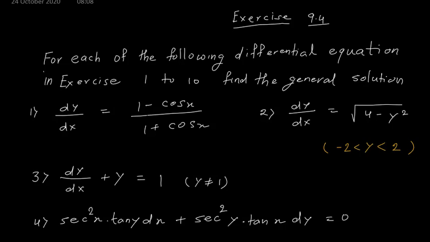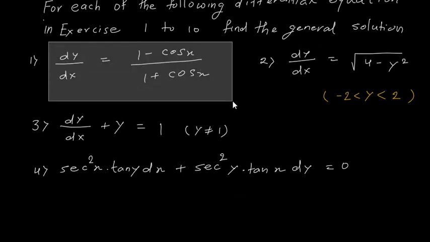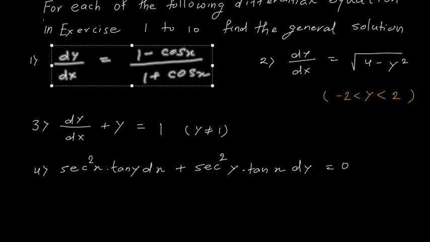So the first problem is dy upon dx. Let us take the first problem and we will see how to solve it. This is our problem. We have to find its solution. Now when I say finding solution, that means I have to remove this derivative part and I have to express y in terms of x, or I have to get functions of y in terms of functions of x.